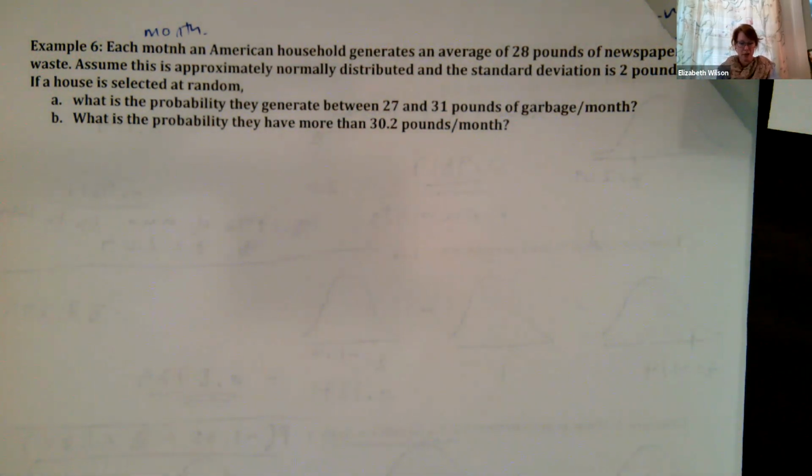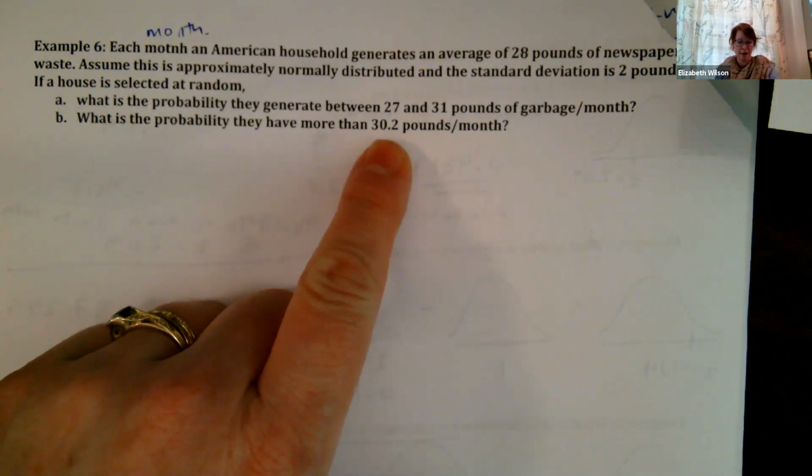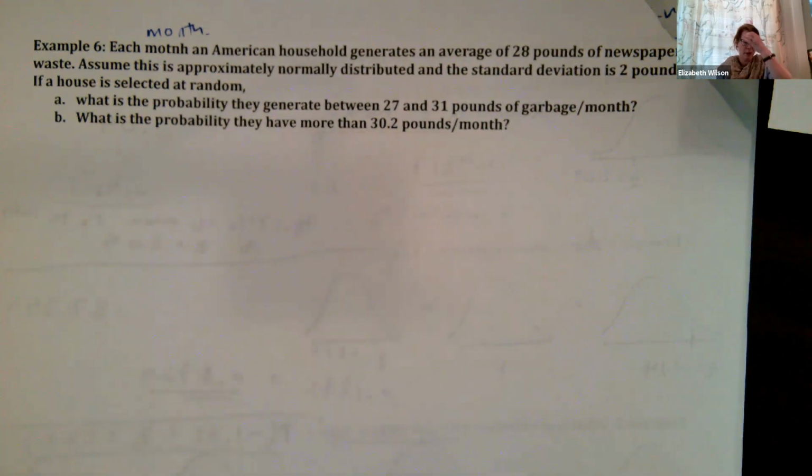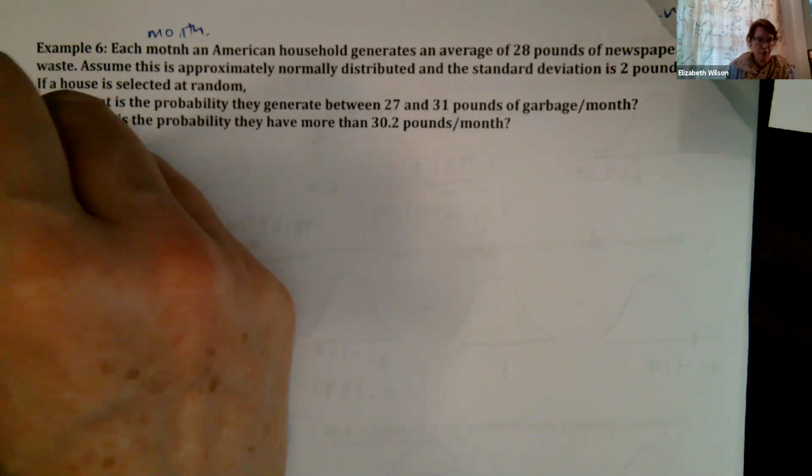So we're going to choose a house at random. We want to find out what's the probability that this house generates between 27 and 31 pounds of newspaper waste per month, and what's the probability that they have more than 30.2 pounds per month. So there are two separate questions happening here. Let's do part A first.